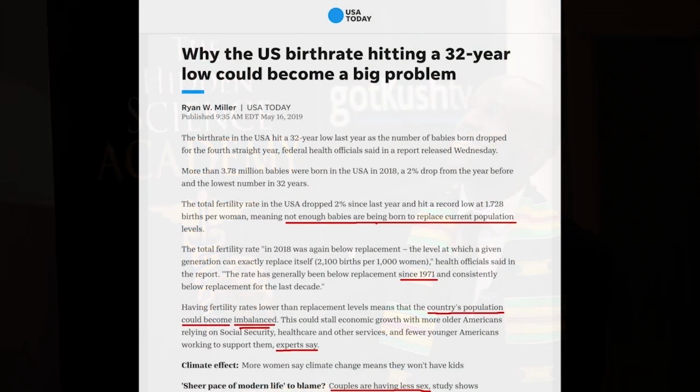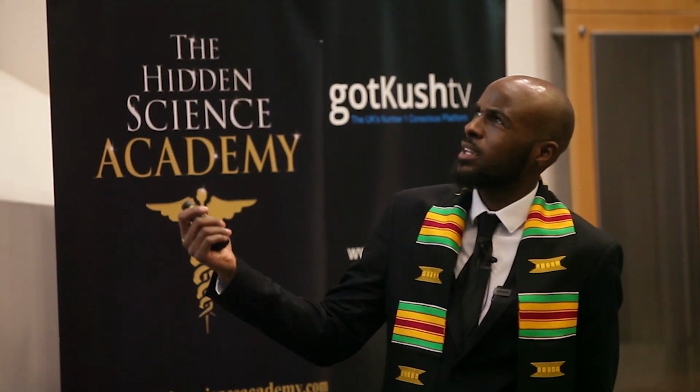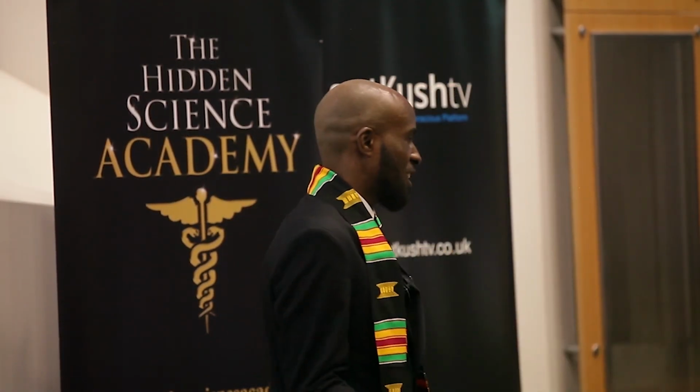Not enough white babies are being born. The total fertility rate in 2018, they talk about the total fertility rate, and then they say having fertility rates lower than replacement levels means that the country's population could become unbalanced. And then they asked, what are the reasons for this? Climate effect: more women say climate change means they won't have kids, and then the experts are saying couples are having less sex. Okay. They're just trying to explain this, yeah?